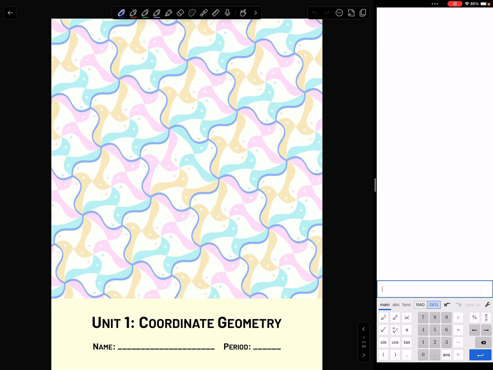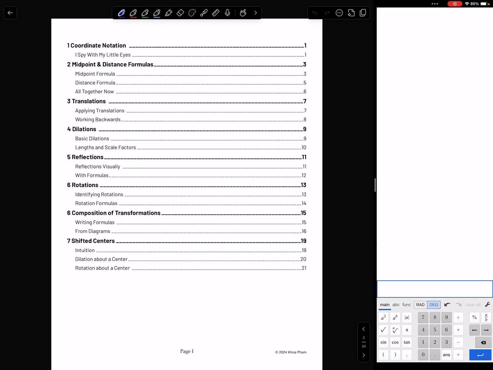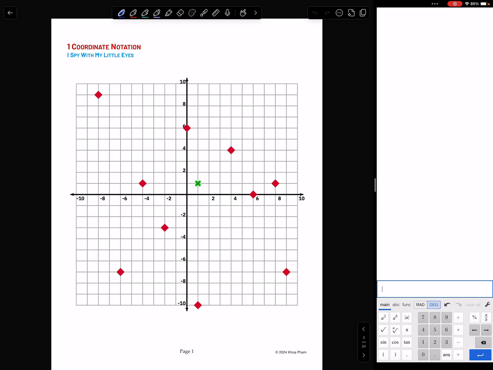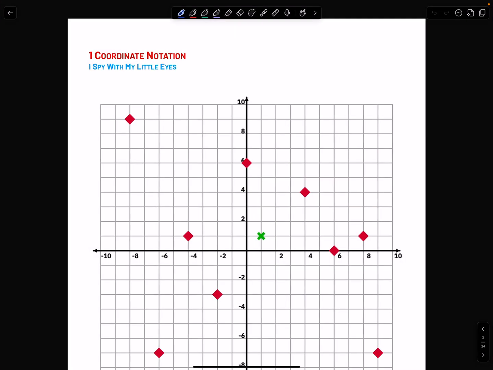All right, we're going to start Unit 1 over coordinate geometry, and there's a lot of transformations. So we'll start going over some basic stuff like coordinate notation, midpoint and distance formulas, and we'll get through all of the transformations that are intended for this unit. Okay? And so I'm going to hide this calculator over here. I don't think we need it for this time.